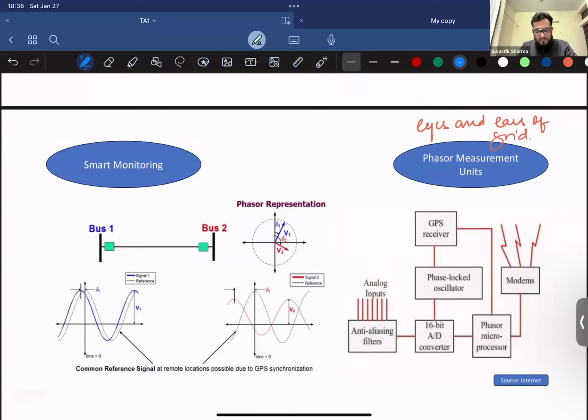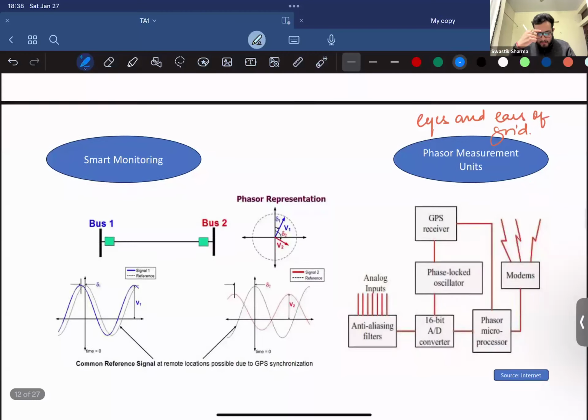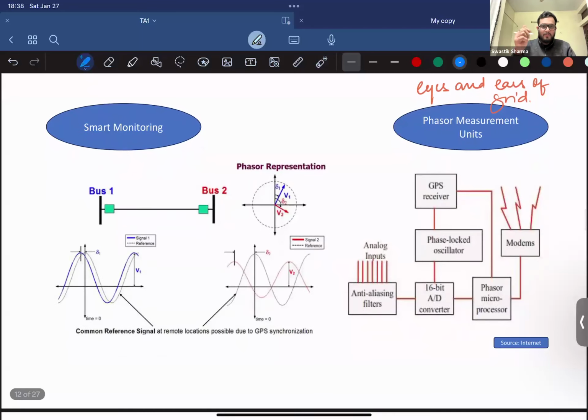So what are these units? These are also called the eyes and ears of the electric grid. So the whole system is being monitored using only the PMUs that are connected at different, so identified, places. So you are continuously monitoring the phases associated to those measurements. So I digress. I should first tell you.